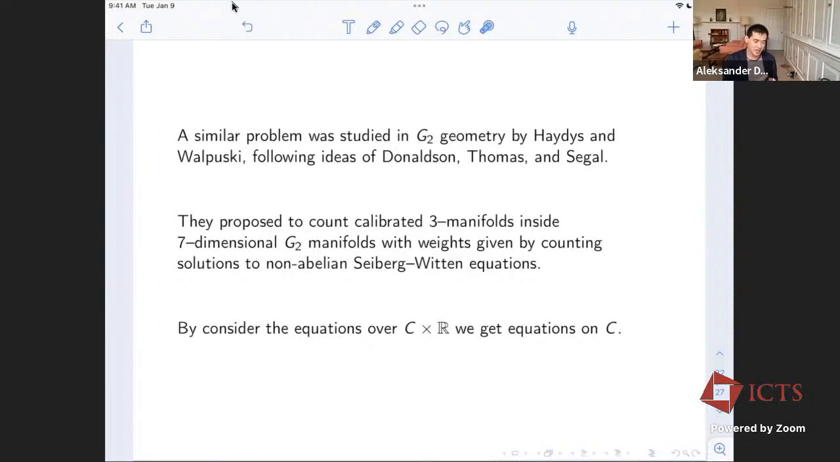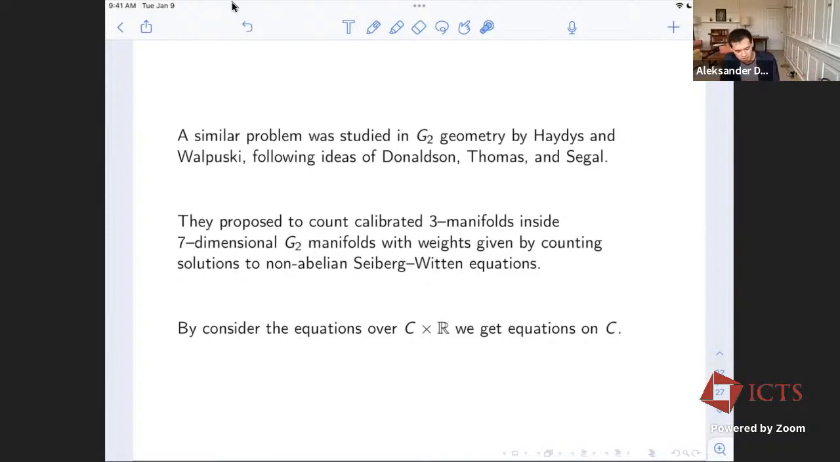And then they had an argument, a conjecture, that the total count of 3-manifolds together with the solutions to the non-abelian Seiberg-Witten equations will be an invariant. Precisely because the number of these solutions of non-abelian Seiberg-Witten equations will jump exactly when you have 3-manifolds collapsing to multiple copies.